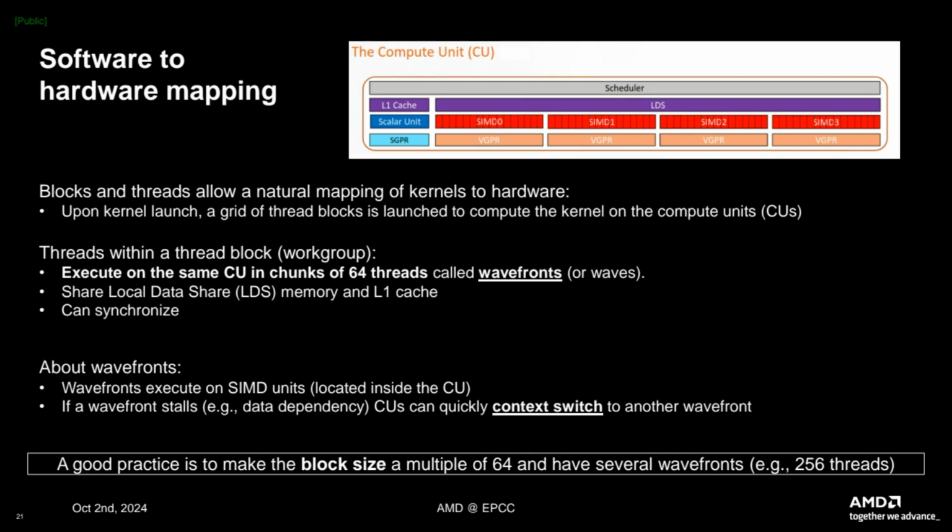Wavefronts execute on SIMD units, which are the red rectangles in the drawing. If a wavefront stalls, the CU can quickly context switch, which means that they can hide latency, provided that the resources of the GPU are used enough. It means that you have to be using enough threads for this latency hiding to happen.